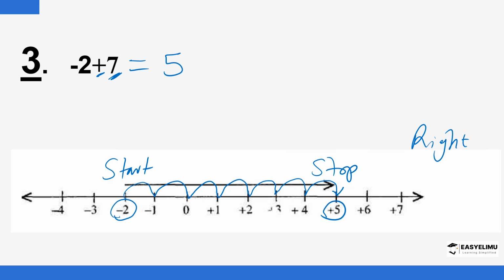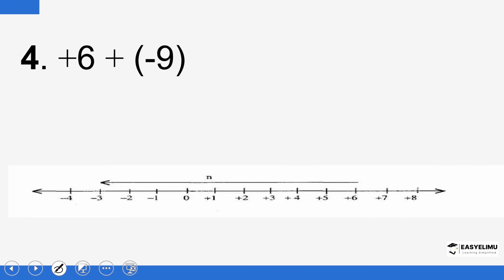Let's see one more. So again, this one we are starting from, remember the first number is where we are starting from. So we have positive 6. So that is the start. Then the sign here is the direction. So we are moving in what direction? Positive side. Positive is right or left? Positive is right.